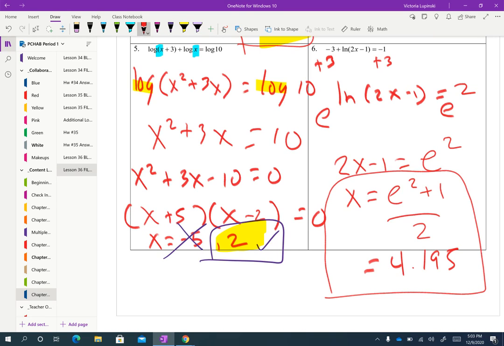So in tonight's homework, number 36, you're going to see a mix of exponential and log equations. So you have to make sure that you can solve either type of equation using the best and most efficient method.